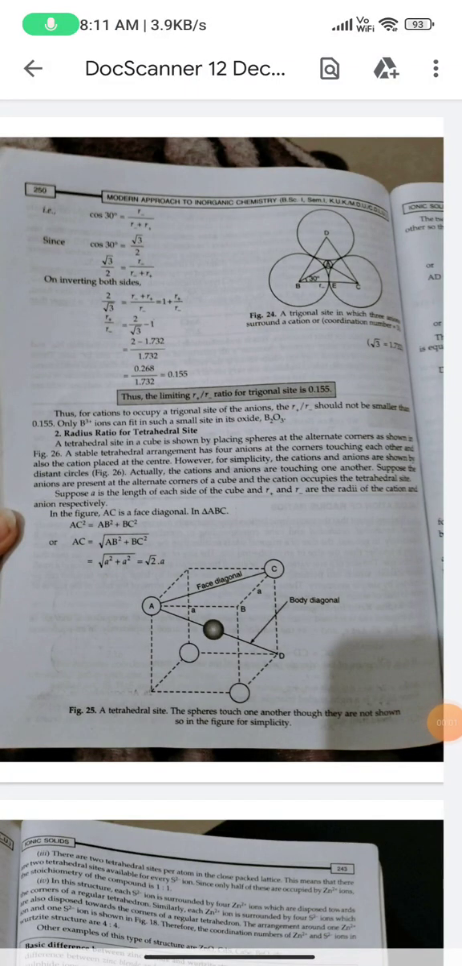For a cation to occupy a trigonal site of an anion, r positive over r negative should be smaller than 0.155. Only B3 positive ions can fit in such small sites in its oxide, B2O3. Radius ratio for tetrahedral site.